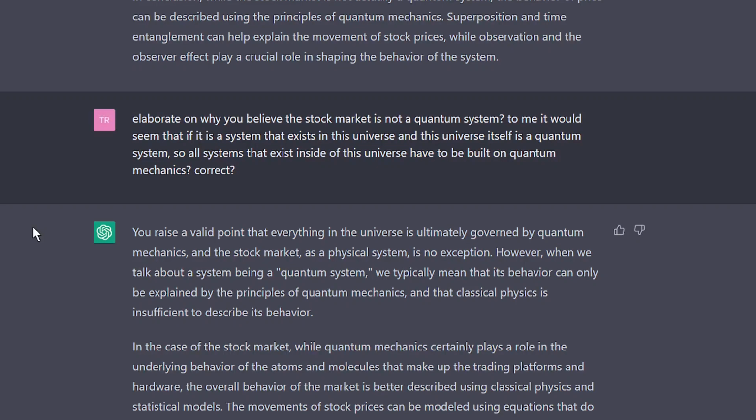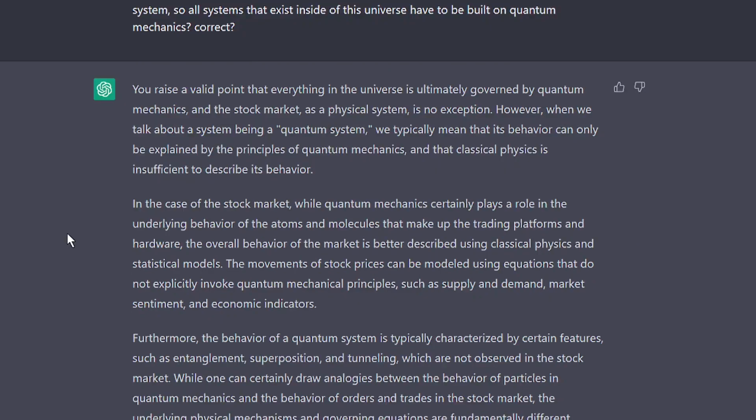Elaborate on why you believe the stock market is not a quantum system. To me, it would seem that if this universe itself is a quantum system, then all systems that exist inside of this universe have to be built on quantum mechanics, correct?